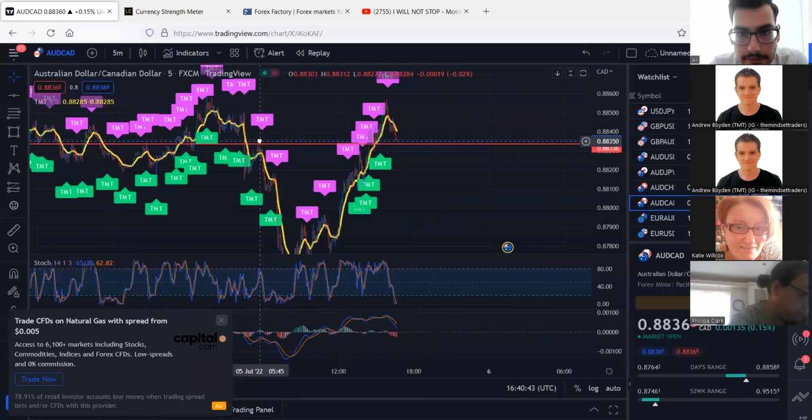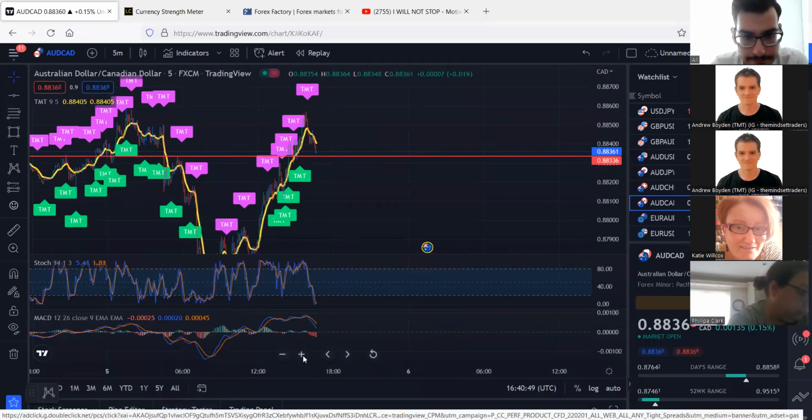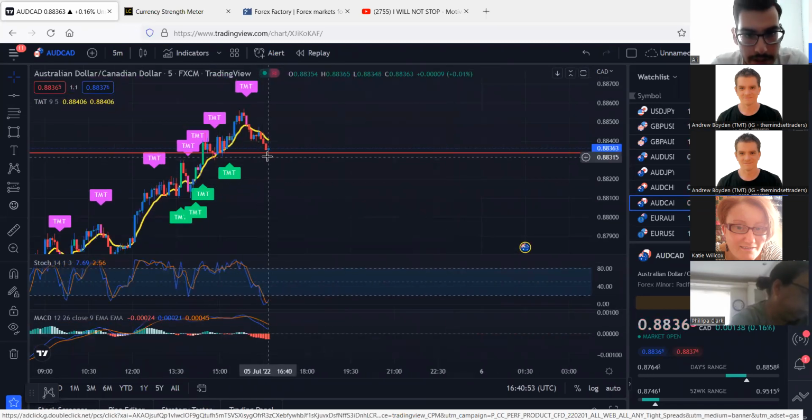So I believe this could be our area. It's nearly there anyways. So if this candle at the moment closes red, then I would prefer entering it.